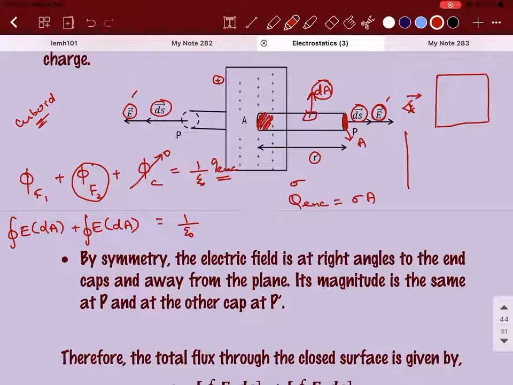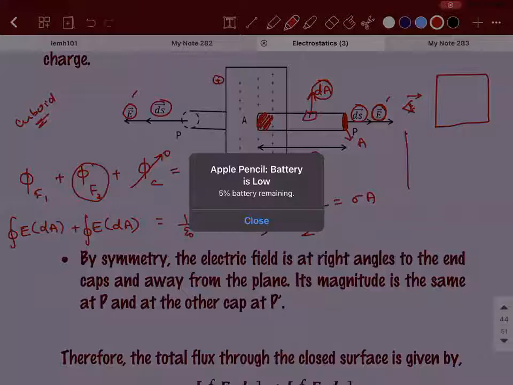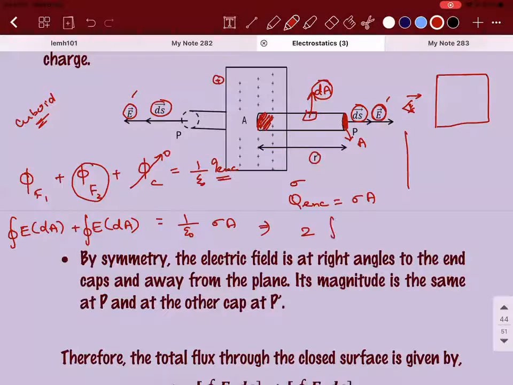So sigma is the charge density. Sigma multiplied with this area is going to give you the charge that is present in this area. That is the meaning. Okay. That is equal to sigma into A, which implies 2 times the surface integral of E into dA is equal to sigma into A divided by epsilon naught. Any doubt in this step?